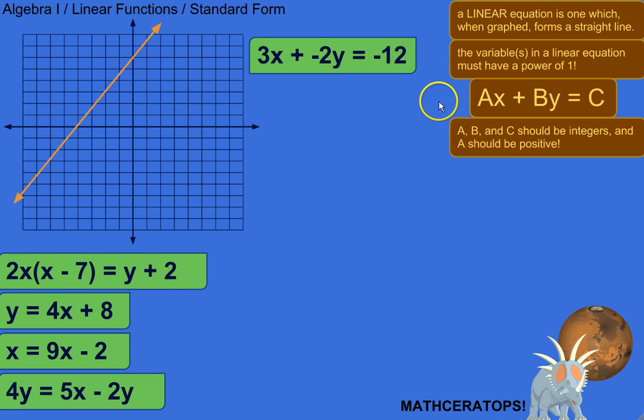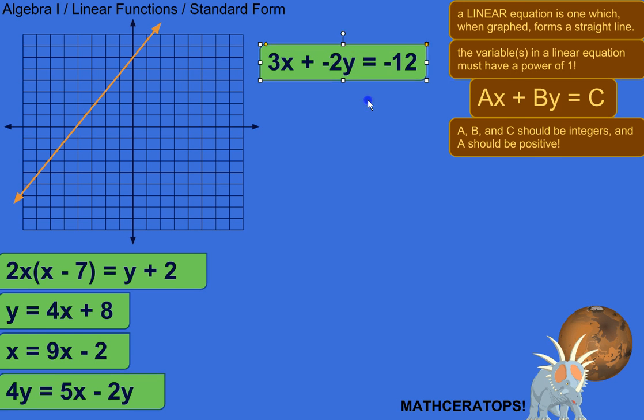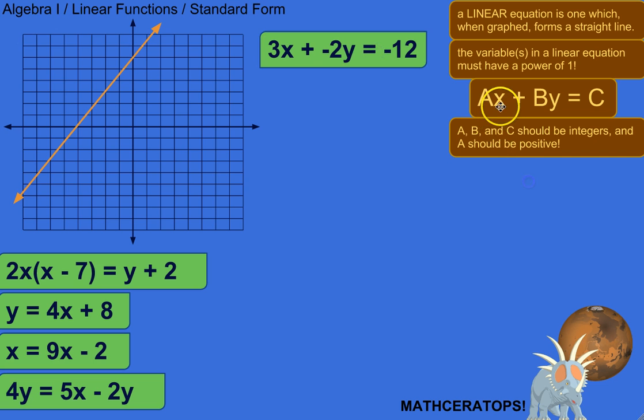So a linear equation will be a first degree equation, which means that the highest exponent on a variable will be 1. The standard form of an equation will allow us to see that. So here's the standard form of a linear equation. That's ax plus by equals c, where a, b, and c are integers.